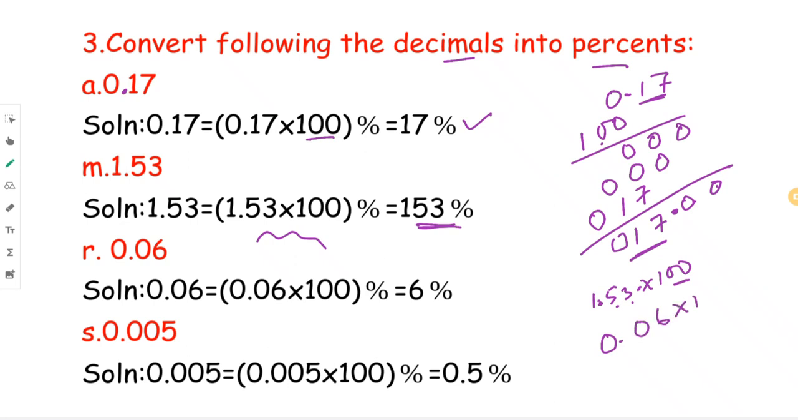0.06 into 100. How many zeros? 2, right? The point is here, so 1, 2, it will go here, right? Which means I'll simply just be having 6%. Clear? So do the same thing here, 0.005 into 100. 2 zeros, right? So the point is here, 1, 2, it will come here, which means I'll have 0.5%.